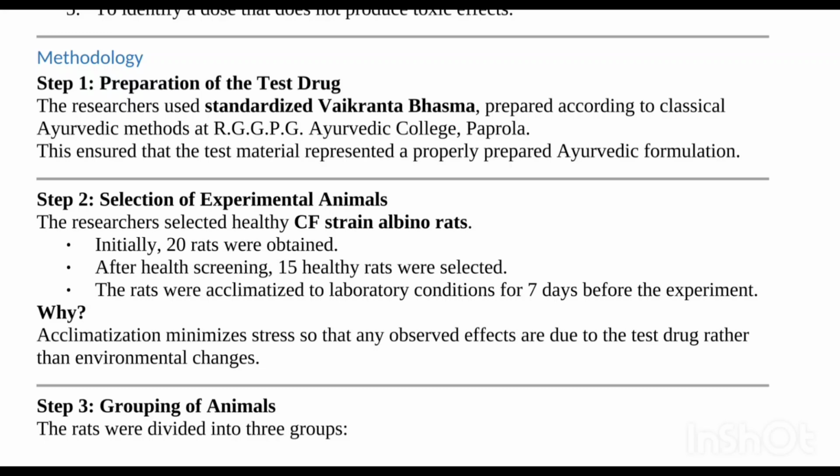Step two is to select the experimental animals. The researchers selected healthy albino rats. Initially 20 rats were obtained, but after health screening 15 healthy rats were selected. The rats were acclimatized to laboratory conditions for 7 days before the experiment. Why acclimatize? Because it minimizes stress, so that any observed effects are due to the test drug rather than environmental change.